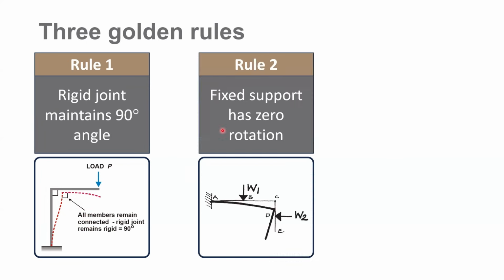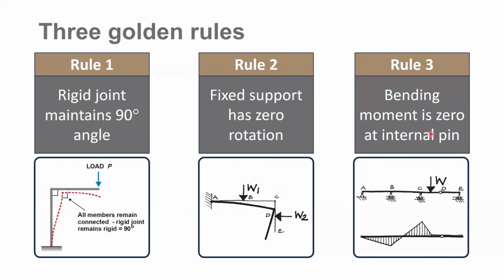The second one is that fixed support has 0 rotation. This is a fixed support, and observe that there is no rotation or slope taking place over here. The third rule is bending moment is 0 at internal pin. This is internal pin and moment has to be 0 at that point. A pin cannot take moment because it allows rotation. When rotation is allowed, then the resisting moment cannot develop at that point.